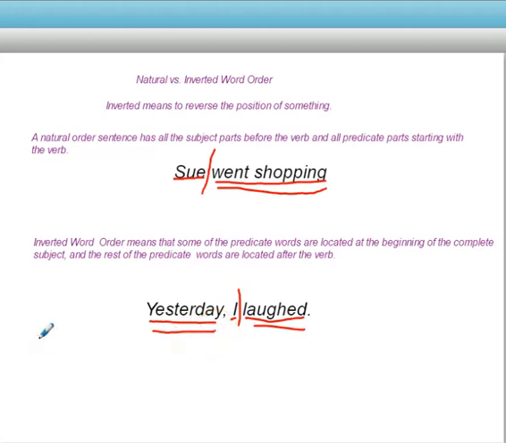So we're going to look at 3 different ways that sentences can be inverted. So let's go ahead and look at that. I'm going to give you a second to finish writing down your notes here. Get those slashes. At least get these examples. Okay.